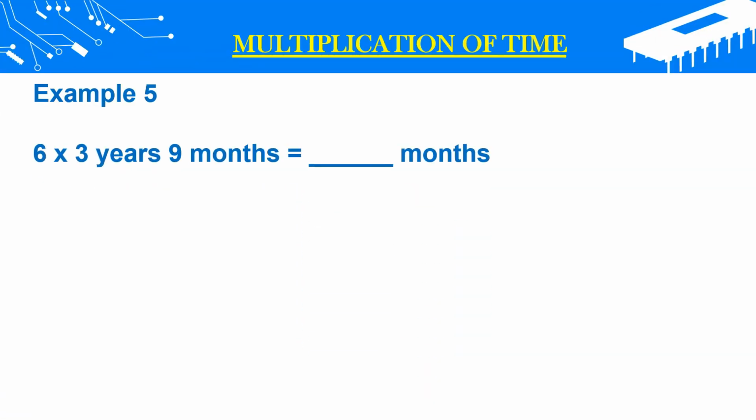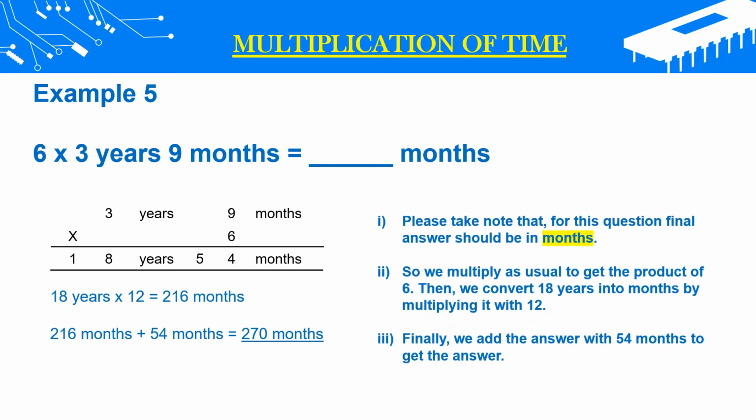Example 5. 3 years, 9 months multiplied by 6. And here we want the answer to be only in months. First step, multiply as usual, get the answer. 9 times 6, 54 months. 3 times 6, 18 years.